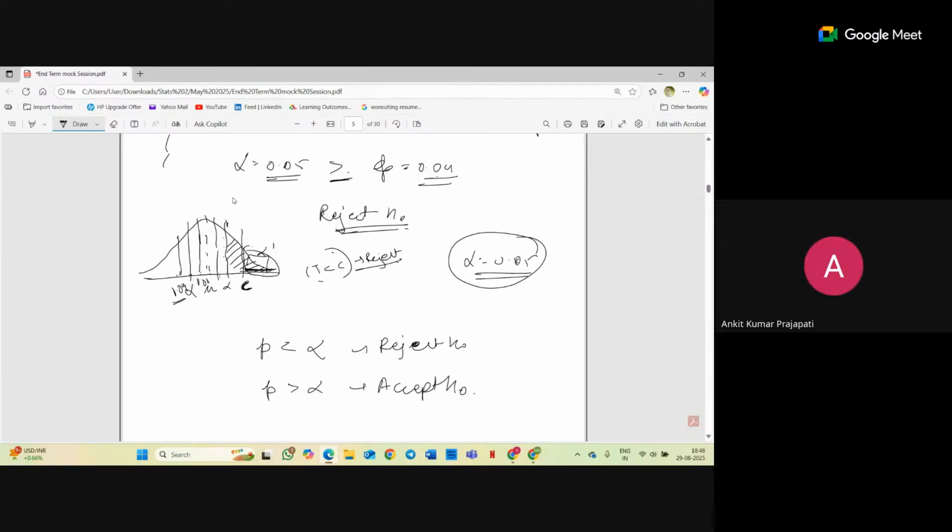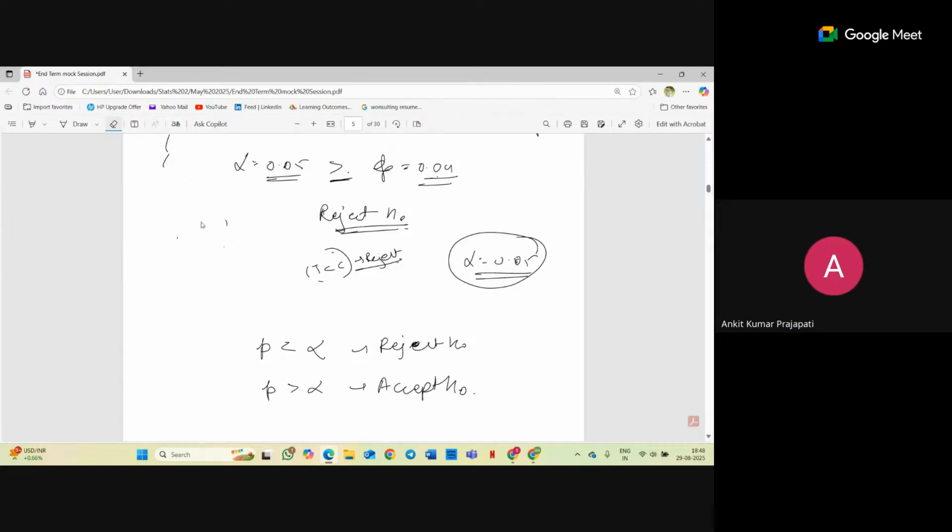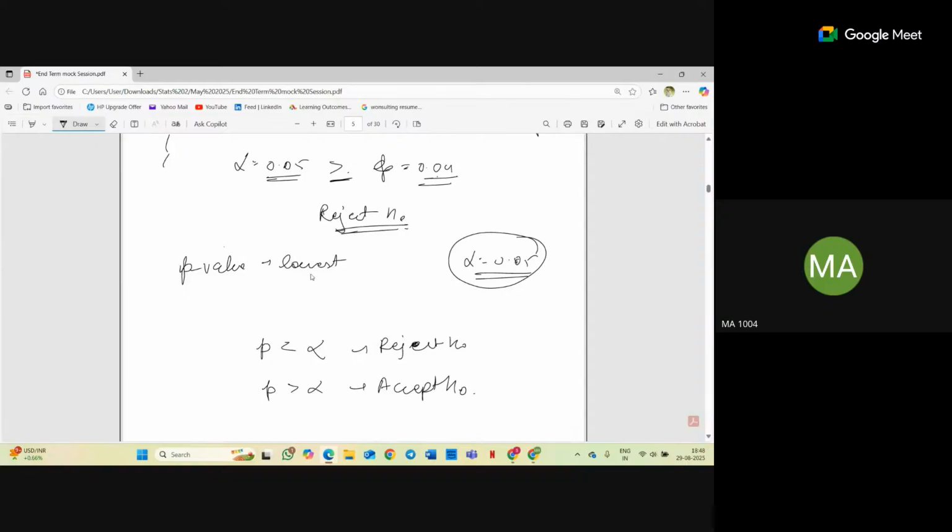According to the internet, we will always reject the null hypothesis if the p value is less than alpha, whether it be right tail, left tail, or two tail test. Yeah, because the main thing is, see, my p value is the lowest value when we would be rejecting the H naught, okay, the lowest significance value. So you just have to remember this thing.